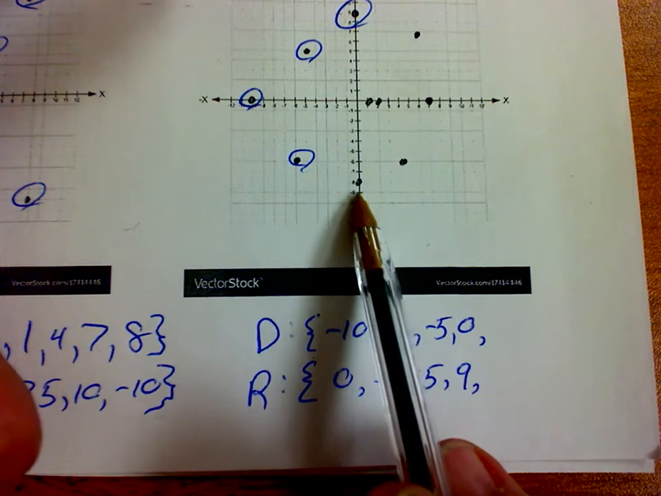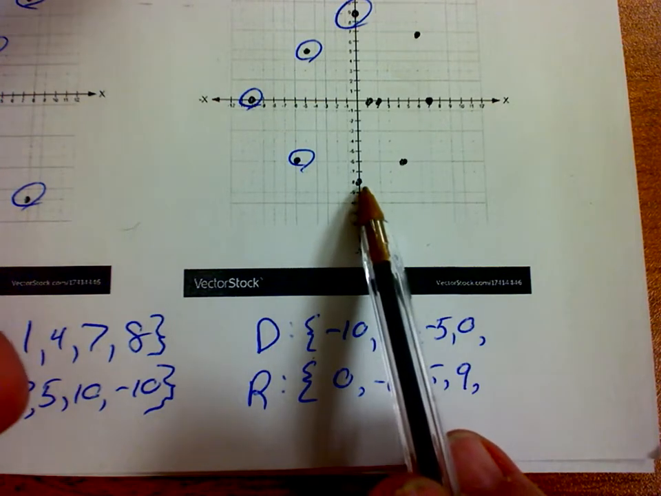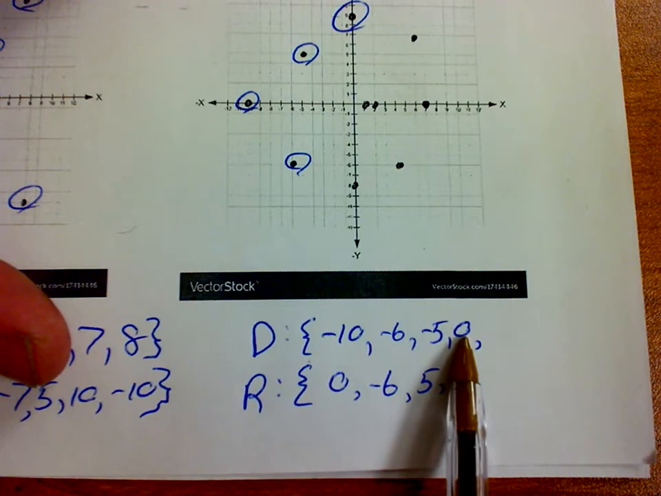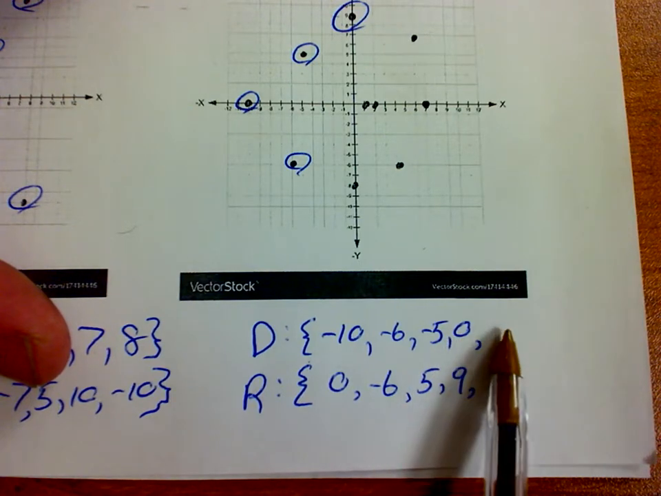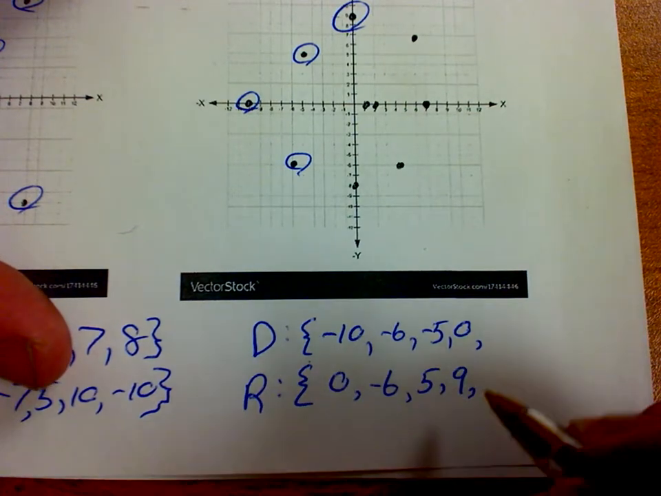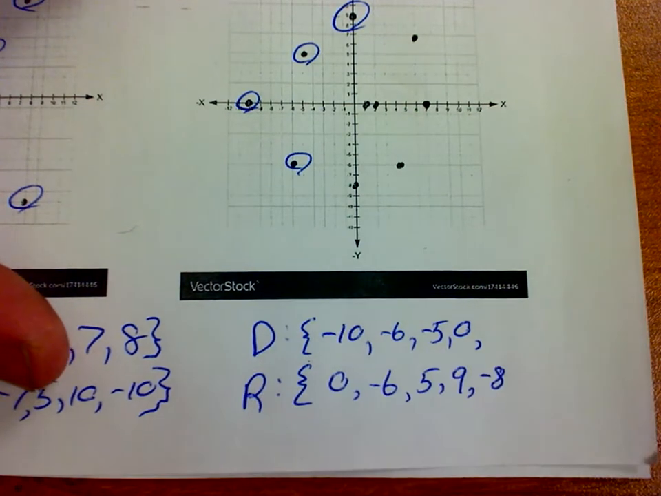This is 0, -8. Okay, now since I already have a 0 in my domain, I'm not going to write 0 again. So we're just going to go down to here. I don't have -8 down here, so I will go ahead and put my -8 here.